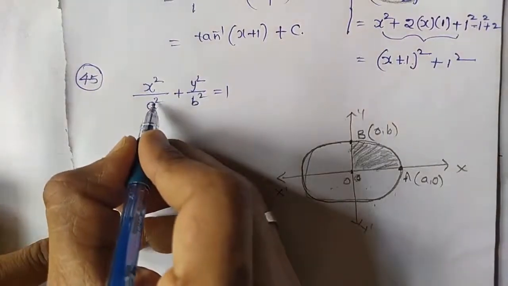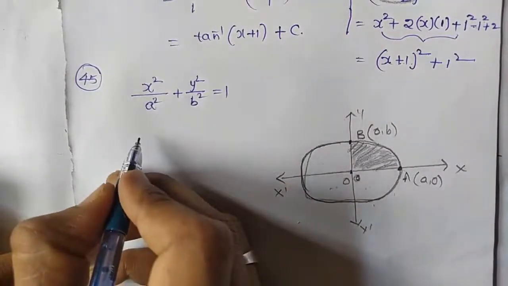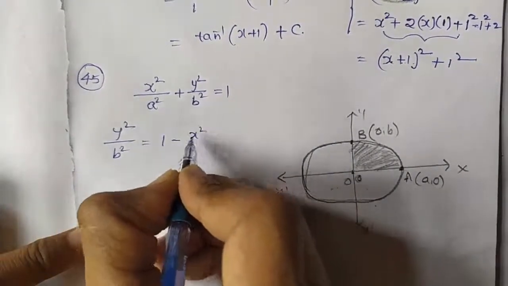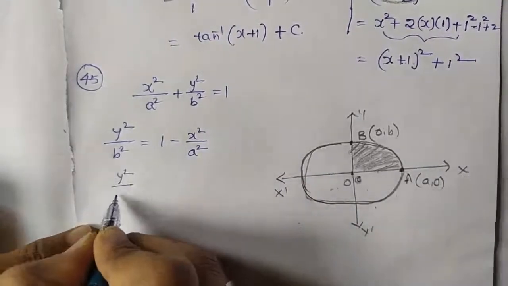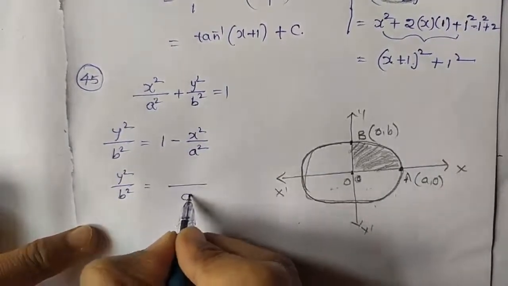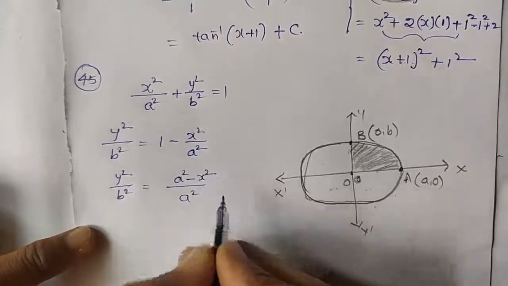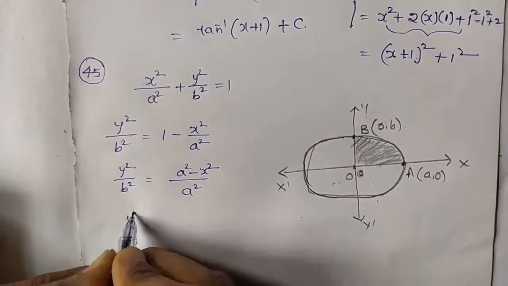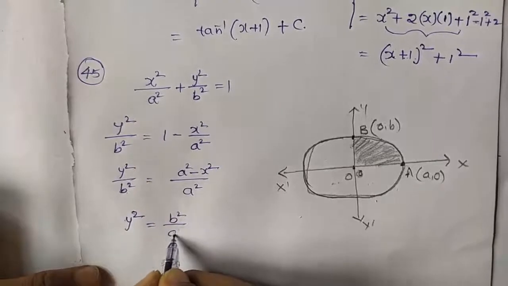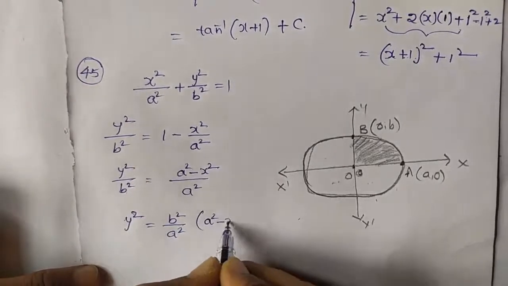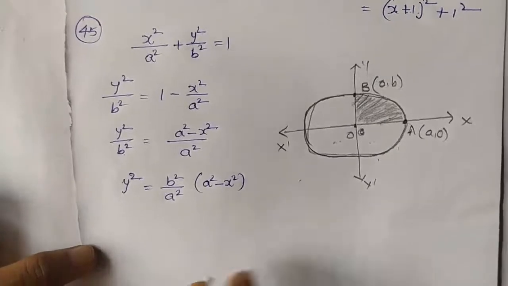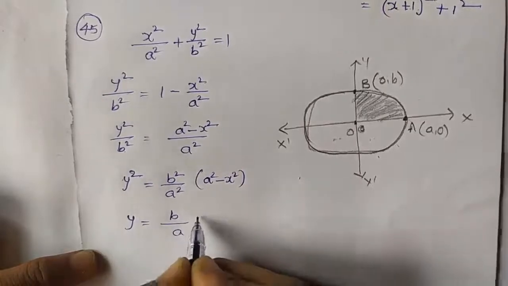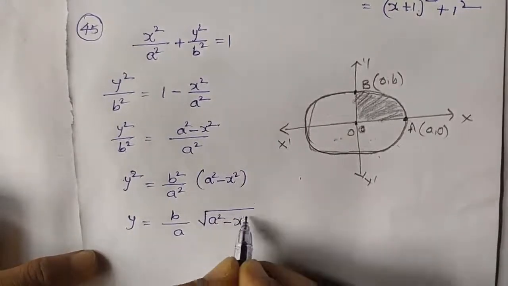Send this y square, x square by a square to the right side, then we will get y square by b square equals to 1 minus x square by a square. Y square by b square equals to, LCM is a square minus x square. Now send this b square to the right, then that will be y square equals to b square by a square into a square minus x square. If we apply square root on both the sides, we want y only. Y equals to square root of, then what we will get? B by a into square root of a square minus x square.